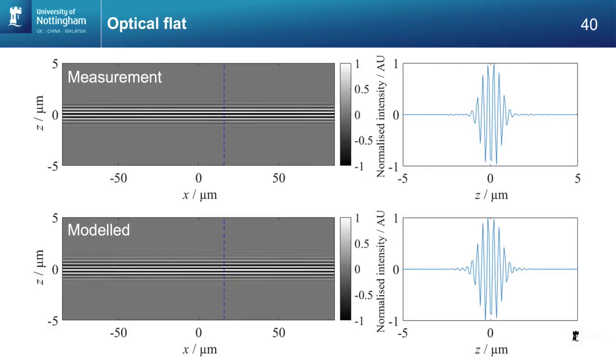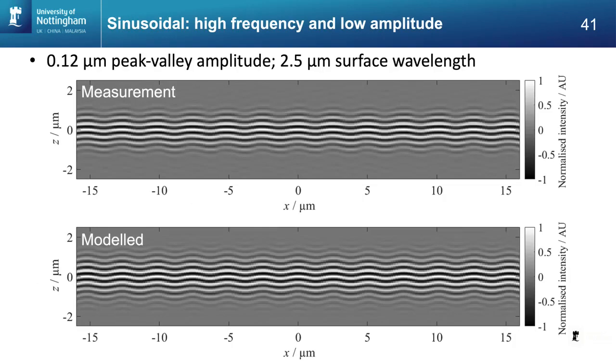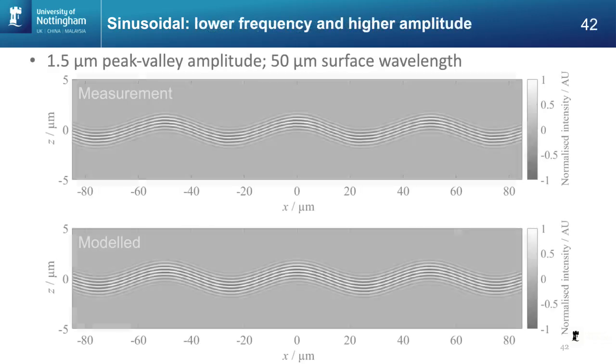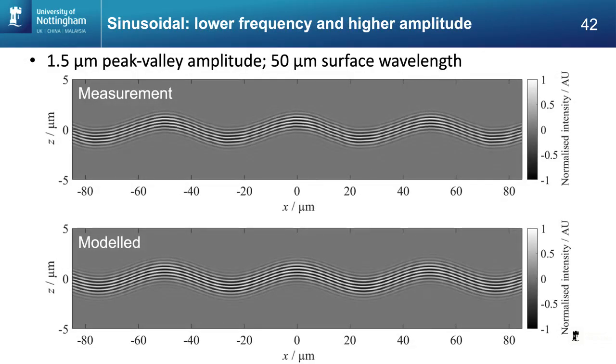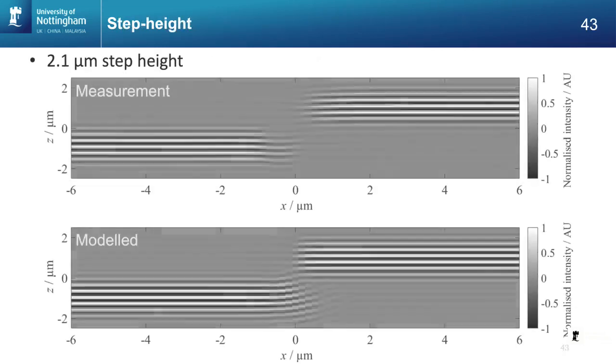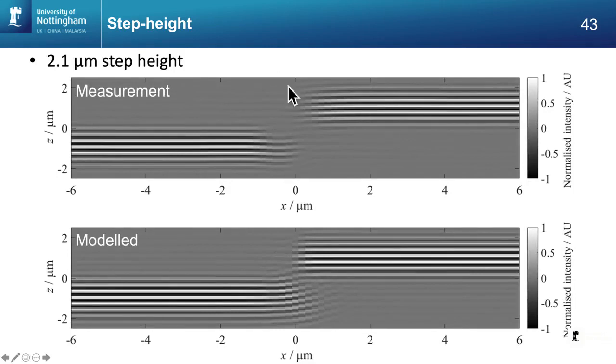Here you can see it works quite well for an optical flat, as we would very much hope. We tried it with a number of sine wave surfaces, so it seems to work within the validity regime of the foil model. But if we go outside that, so here's the step height, which obviously has structures on it which are outside the slope limitation of the objective, then we start to see problems.